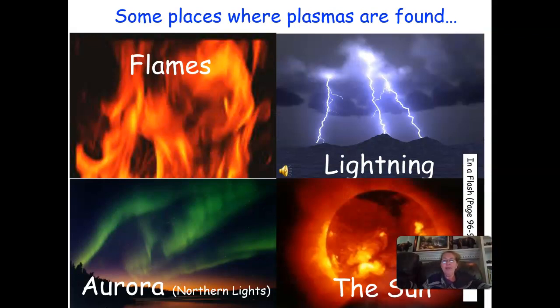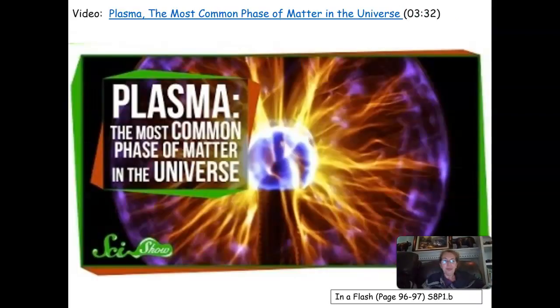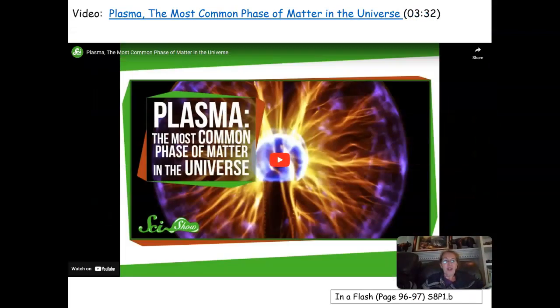So places where we can find plasma: flames, aurora borealis, lightning, and in the sun. So we're going to watch this short video on plasma, the most common phase of matter in the universe. It might be a good idea to write down a few things in your textbook guided notes as you go along. Maybe something you find interesting, or maybe they explain the definition of plasma in a better way to help you remember it for your test.